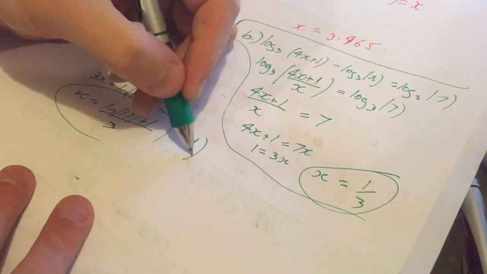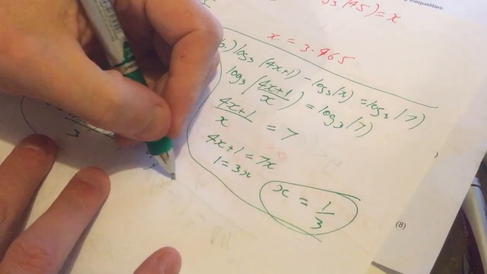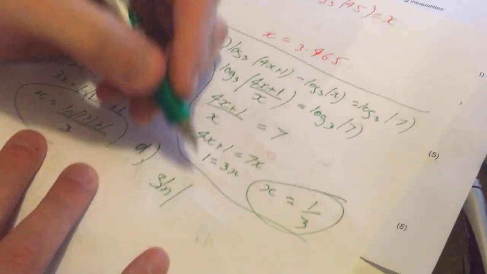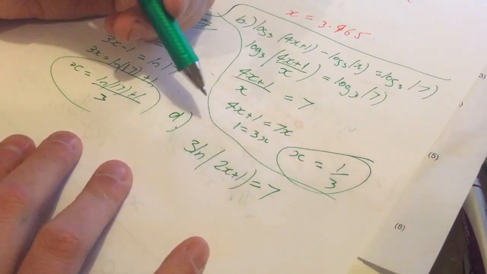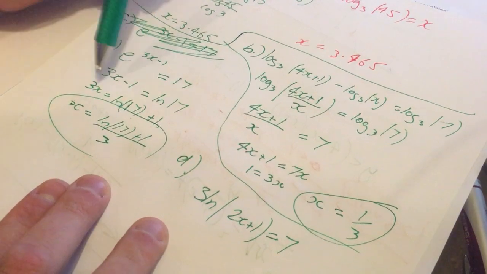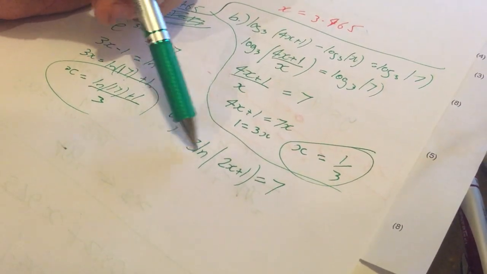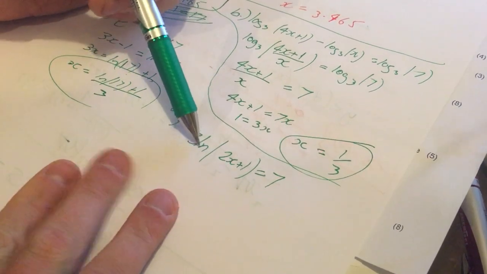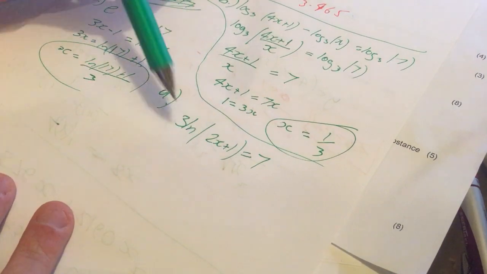Okay, next bit, part D. So we've got 3 ln of 2x plus 1 equals 7. And the temptation here is just to e both sides, kind of like we did here. You can't do that while the 3 is there. Well, you can, but it becomes a lot more difficult when you have to use log rules. So we're going to divide both sides by 3 first of all. And that's the key to these: divide first.